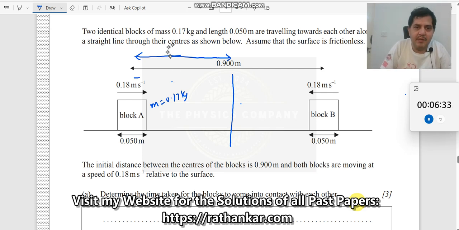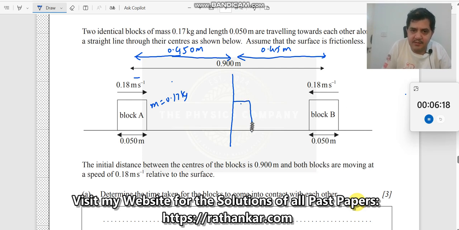So now, since it's half, the distance between them should be 0.450 meters over here. The same thing happens over here also, 0.45 meters. Now you see this block has a dimension. When it comes and hits here, this is the midpoint, the place where the center of mass is present, right? So this whole thing is 0.05 meters, so this distance is 0.025 meters over here, right?